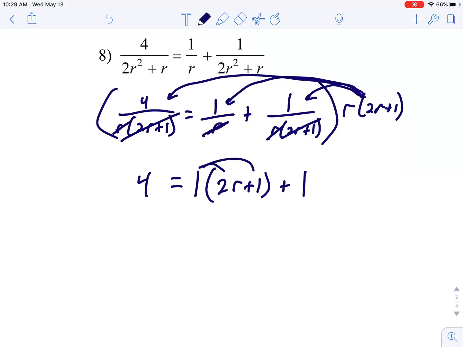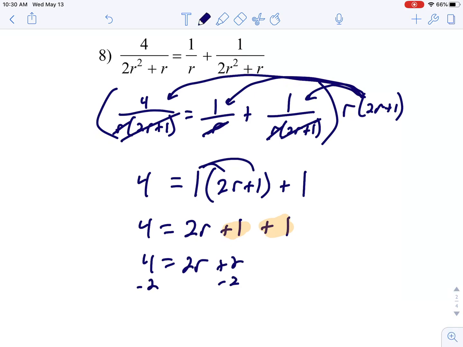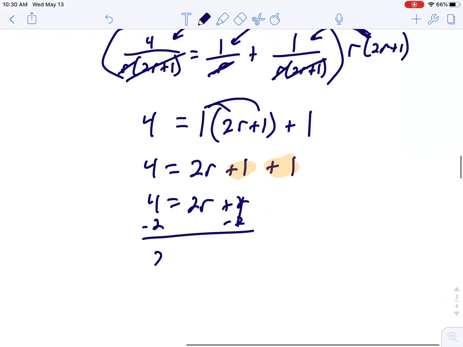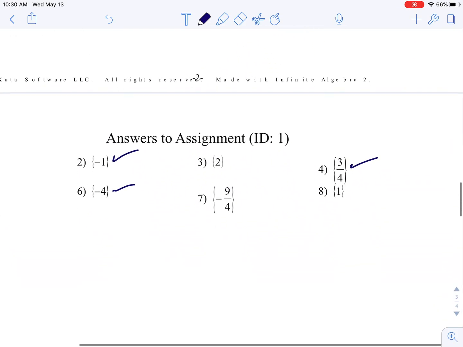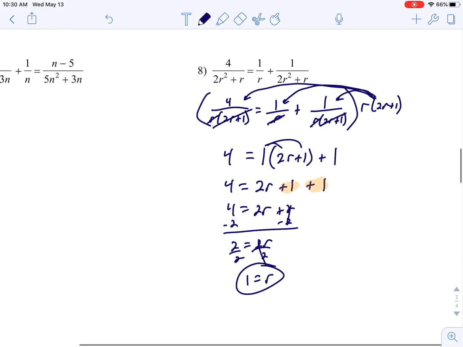So now if I distribute a 1, that's trivial work. 2r plus 1 plus 1. I can of course add 1 plus 1. Those are like terms. Subtract 2 over to here. 4 minus 2 is 2. Divide by 2. R equals 1. That should be the answer. Number 8. Oh, there it is. And there you have it.